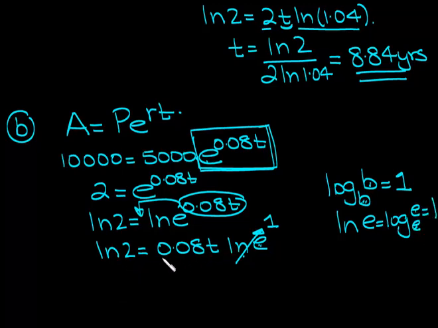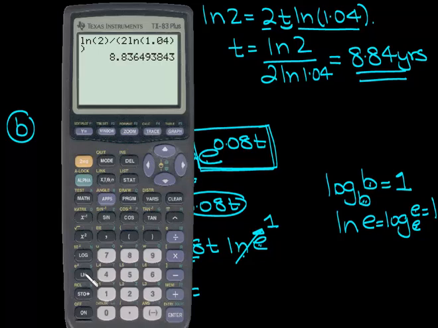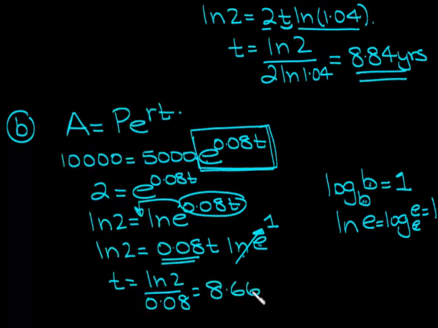So now we divide both sides by this quantity to get t by itself, so we get ln of 2 divided by 0.08. We can divide that on our calculator, so we can take ln of 2 divided by 0.08. So we get 8.66. So it takes 8.66 years for the money to double if it's compounded continuously. Okay, so that's how you do these problems. They're fairly straightforward.